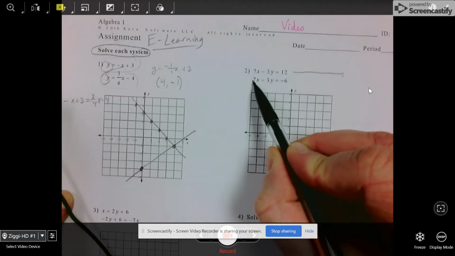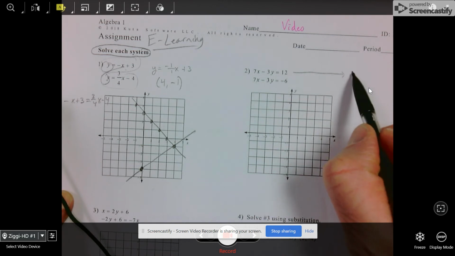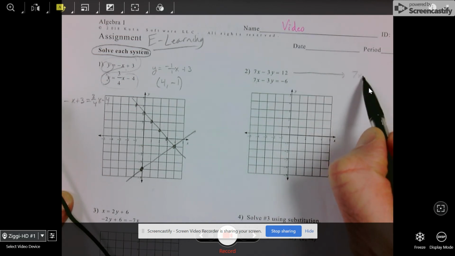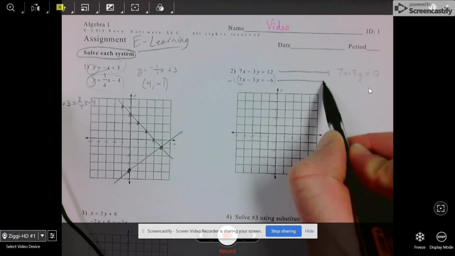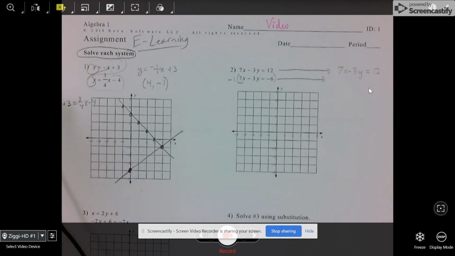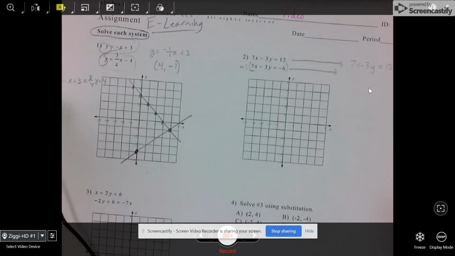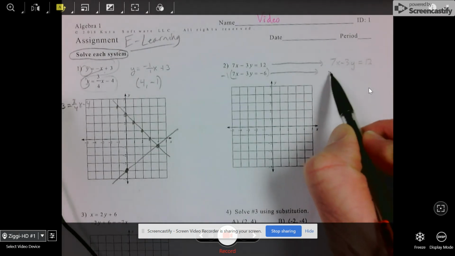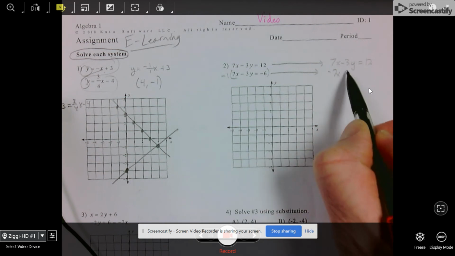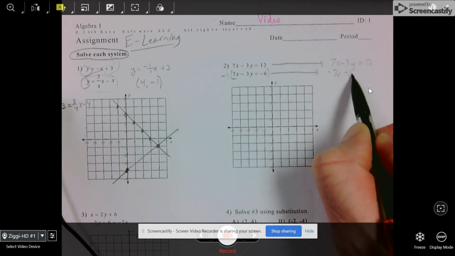I'm just going to rewrite the first equation. And I'm going to turn this into a -7 by multiplying the whole thing by -1. So I multiply by -1. Sorry about that scattering. Jumping a little bit. I get -7x plus 3y equals 6. So I go to add those two.